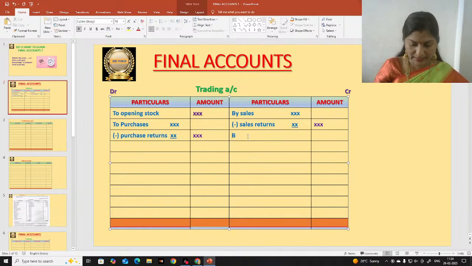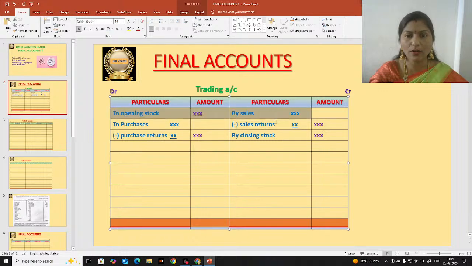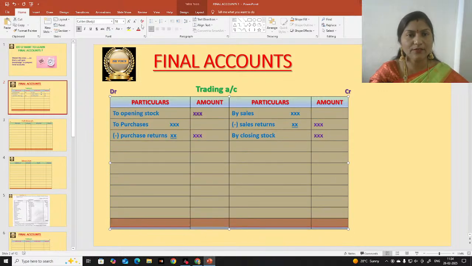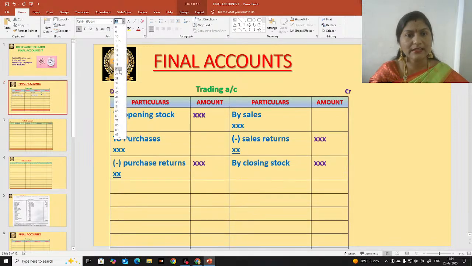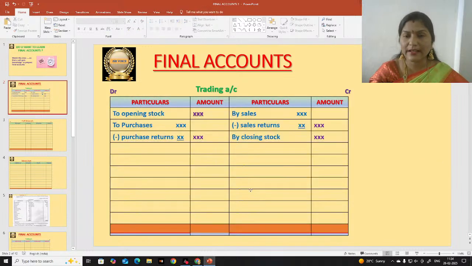Let us write that: By closing stock. Okay, so the amount we should record in the amount column. Closing stock amount we will record in the amount column. Hope this is clear for everyone. Okay, so these are two compulsory items that we record here. And next, let us go to the next item.